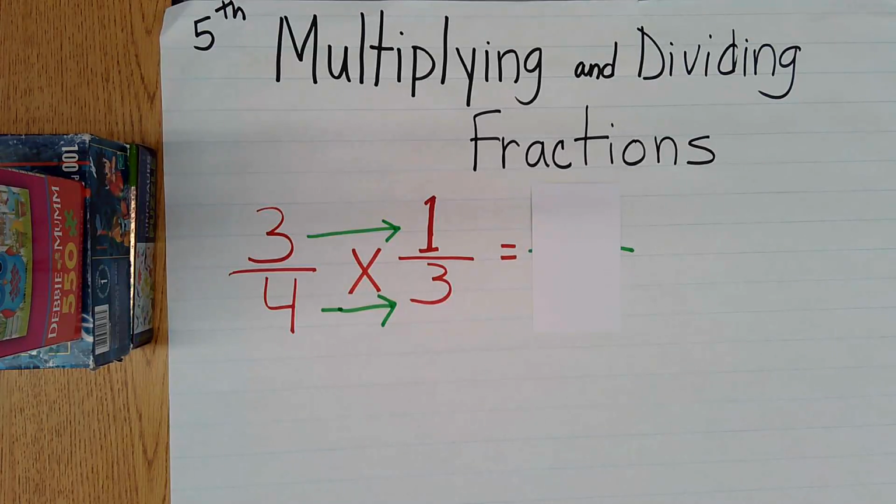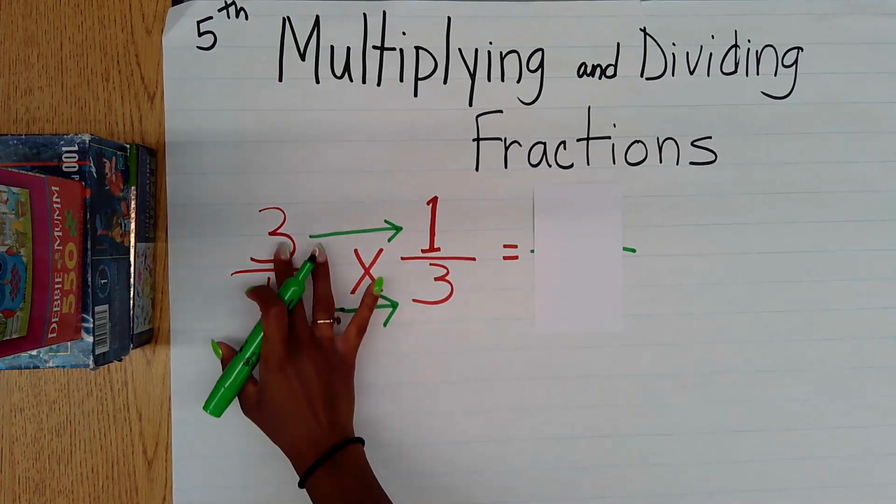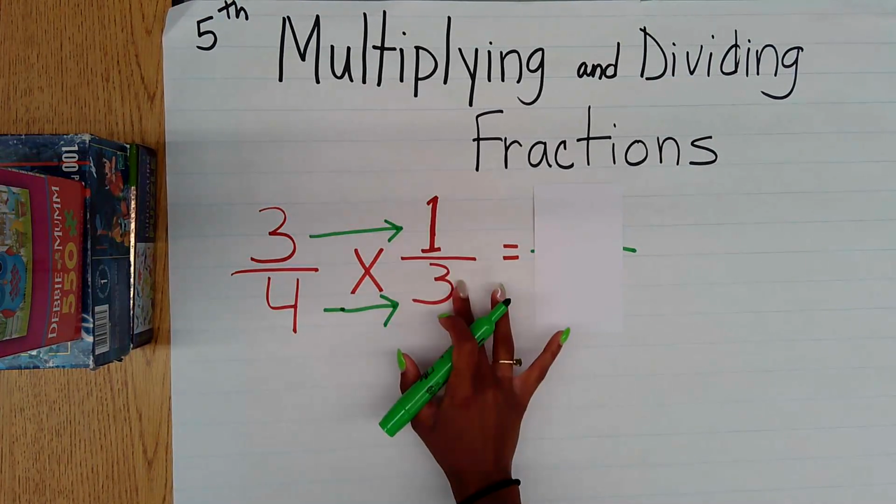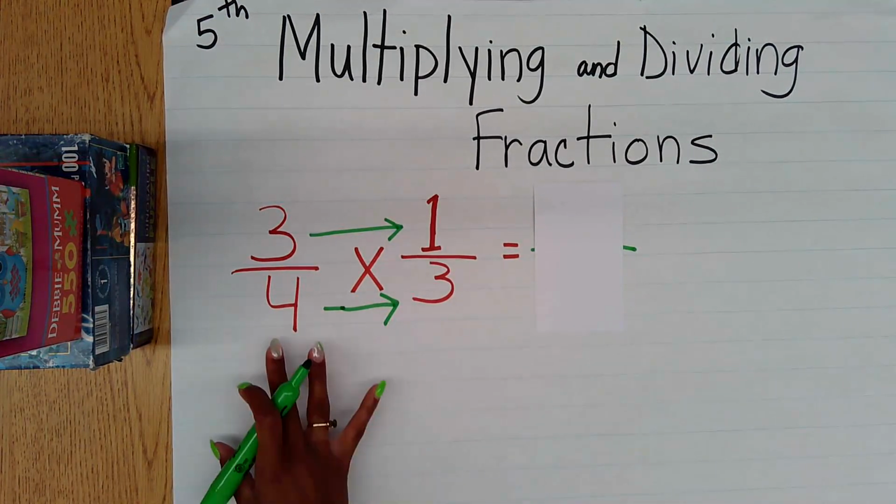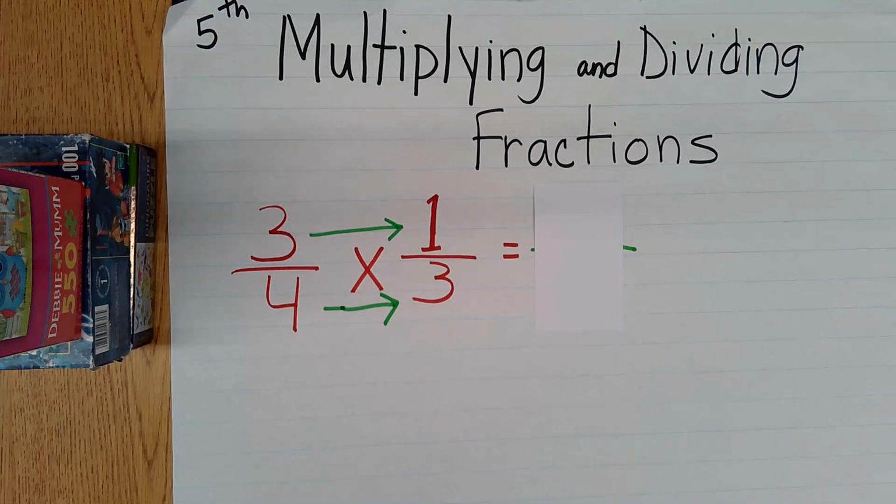After students have worked on adding and subtracting fractions, we move on to multiplying and dividing fractions. We're going to start with a multiplication problem. We have 3/4 times 1/3. If you notice, this is set up horizontally versus when you add and subtract, we set them up vertically.